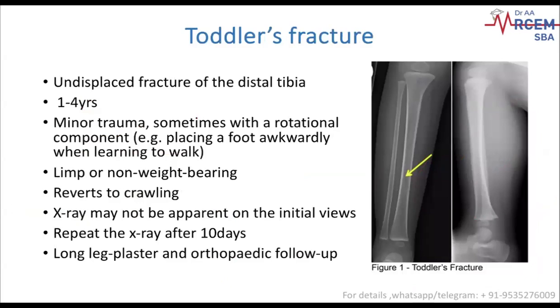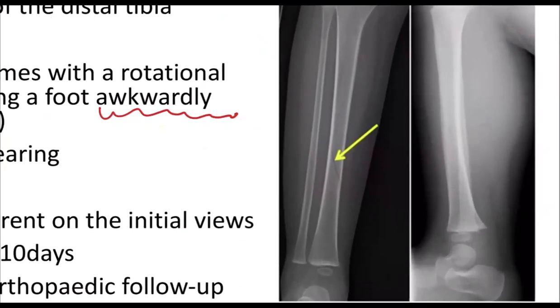Toddler's fracture. As the name suggests, it is commonly seen in the toddler's age group. What happens in the toddler's age group? They have just started to learn. This is the early age where they have moved from crawling to standing up and started to walk. When they walk, they might not be placing their limb in appropriate positions like an adult. They might place the limb in an awkward position, resulting in an awkward stress over the tibia. This can result in a spiral fracture of the lower half of the tibia.